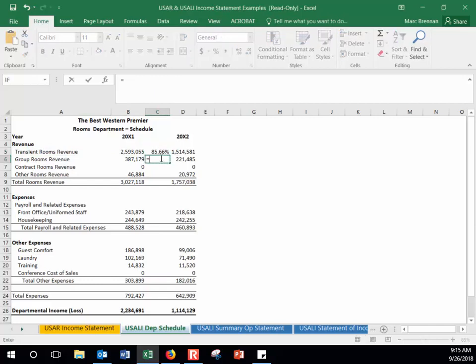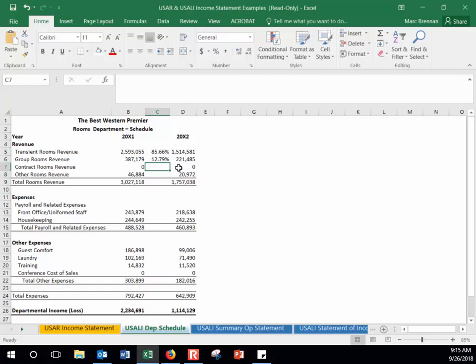And then we would do the same, $387,179 divided by our total rooms revenue, because we're always comparing it to one number. Okay, and then I could go percentage. There you go. So 12.79% of these rooms revenue came from group rooms revenue. Remember, this is what we call our revenue split.